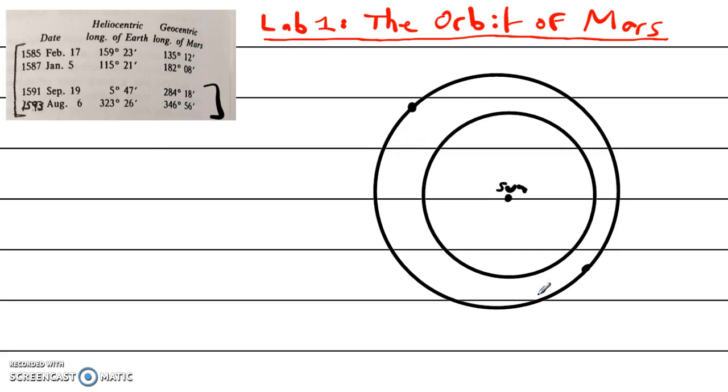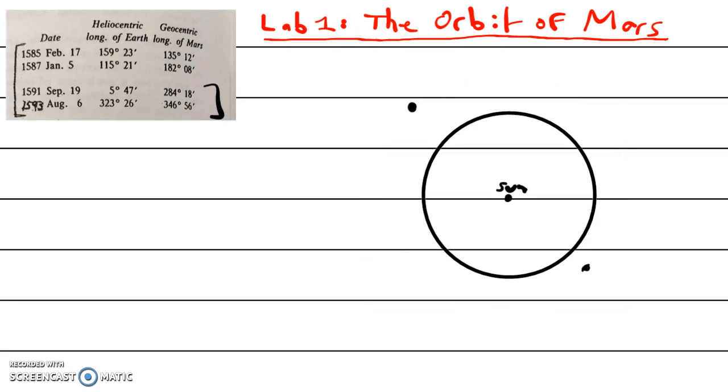Now, here the orbit of Mars is already drawn. Of course, in reality, you do not know where the orbit of Mars is. All you know is the general direction of Mars in the sky at a specific time of the year, at a specific date. So, looking at these data points, you have two columns: heliocentric longitude of Earth and geocentric longitude of Mars. First, let's discuss the definition of longitude.